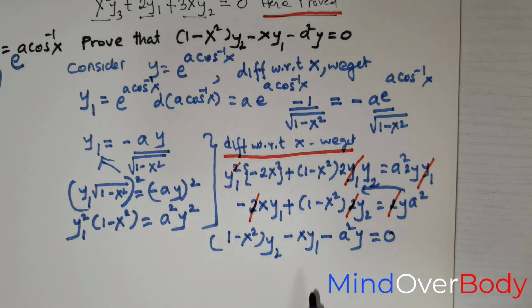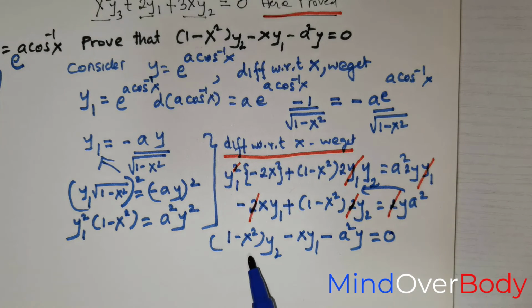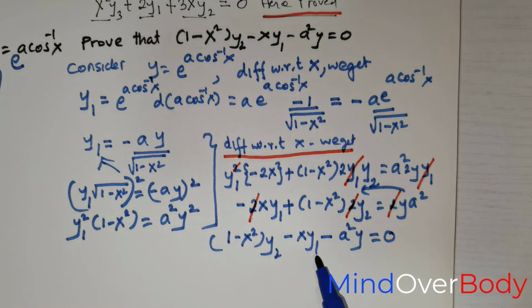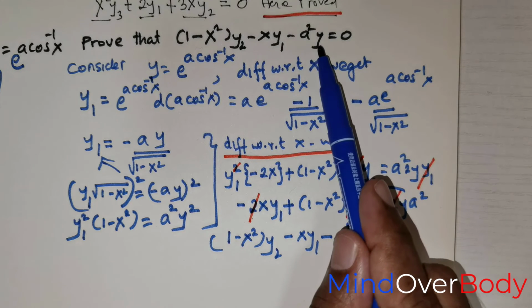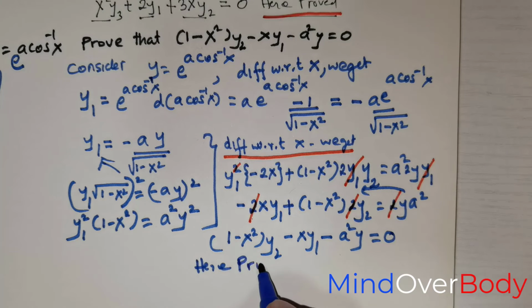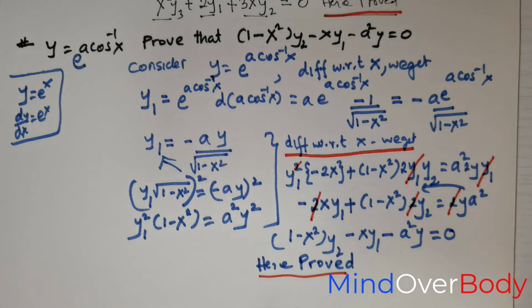So comparing, you can clearly see you get 1 negative x squared times y2, negative x times y1, negative a squared times y is equal to 0. So hence proved. So this is a good place for us to draw the red line, and this is a beautiful question. So we will move on to the next one.